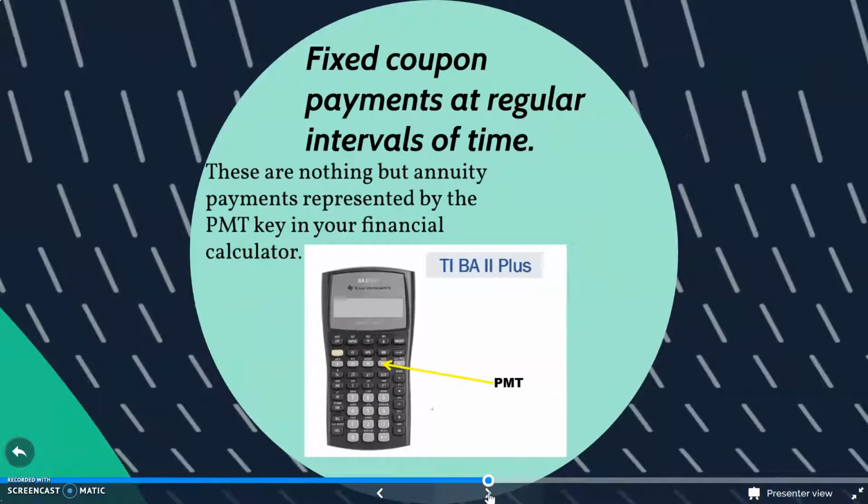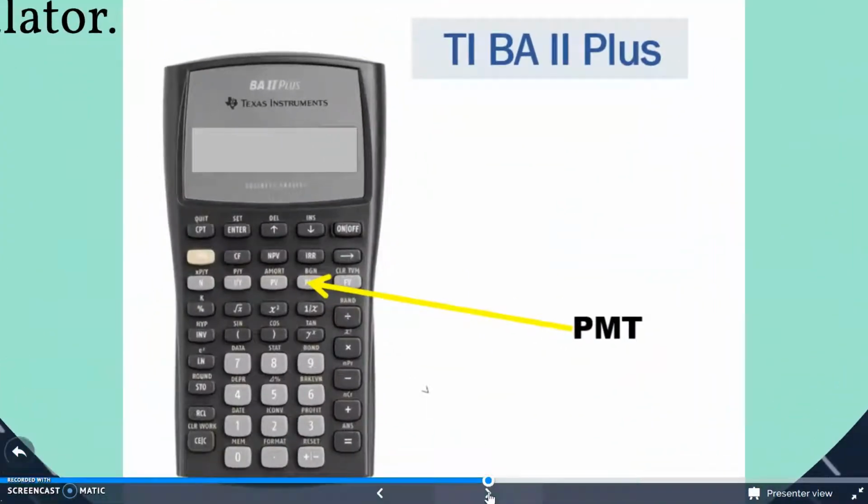Fixed coupon payments at regular intervals of time. These are nothing but annuity payments because they are fixed payments at regular intervals of time. And these payments are represented by the PMT key in your TI BA2 Plus financial calculator.